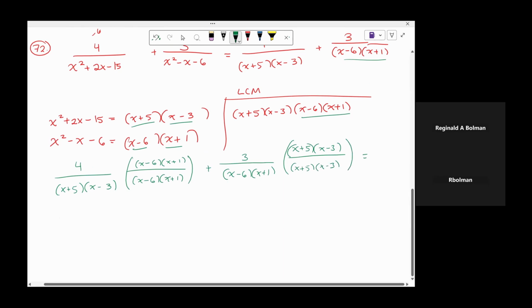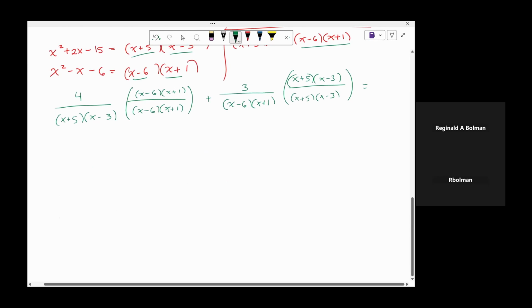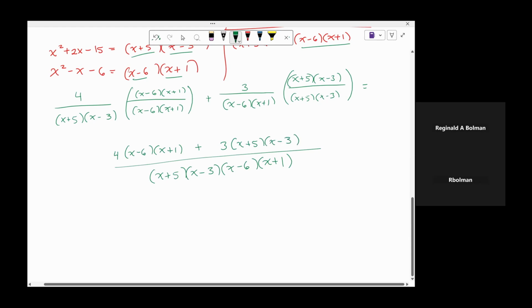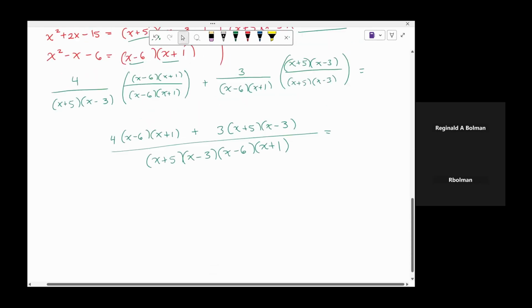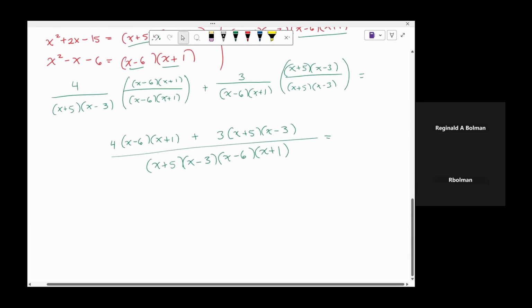Now, this is going to look like one heckin' mess, but what we can do is some shortcuts. We know that the denominator, for example, is going to be the same. So we're going to have this x plus 5 times x minus 3 times x minus 6 times x plus 1. That will all be in our denominator. That much we know for sure. And then this 4 times x minus 6 times x plus 1, we can do something with that. But for now, for the sake of accounting, I'm just going to go ahead and write it down just like that.